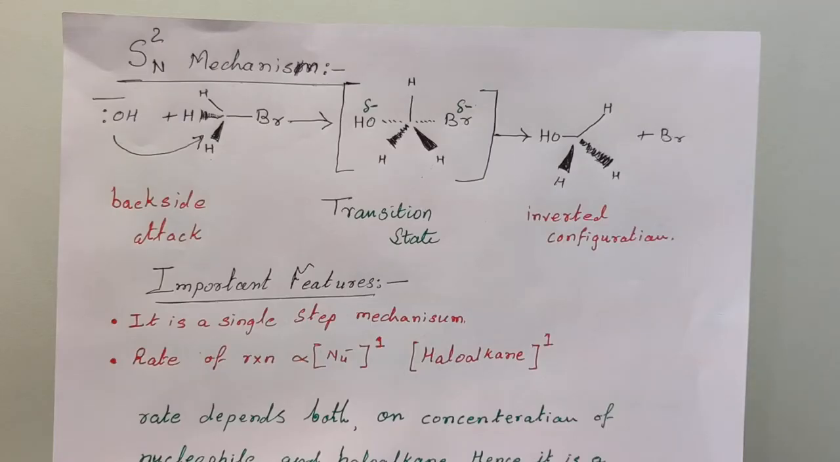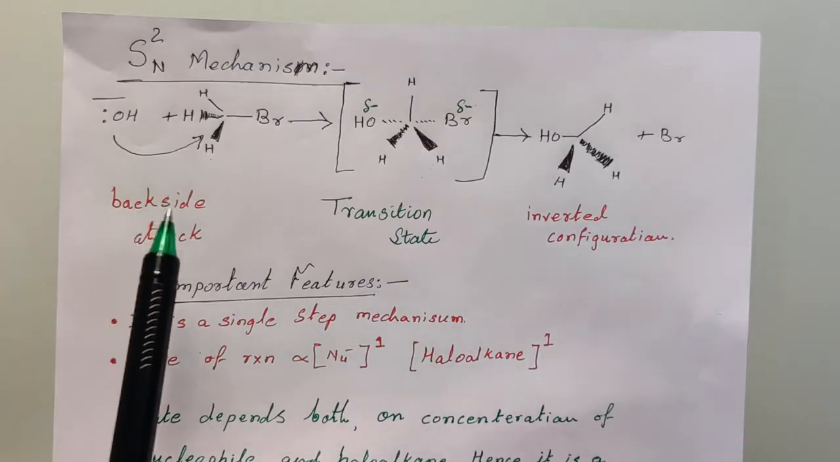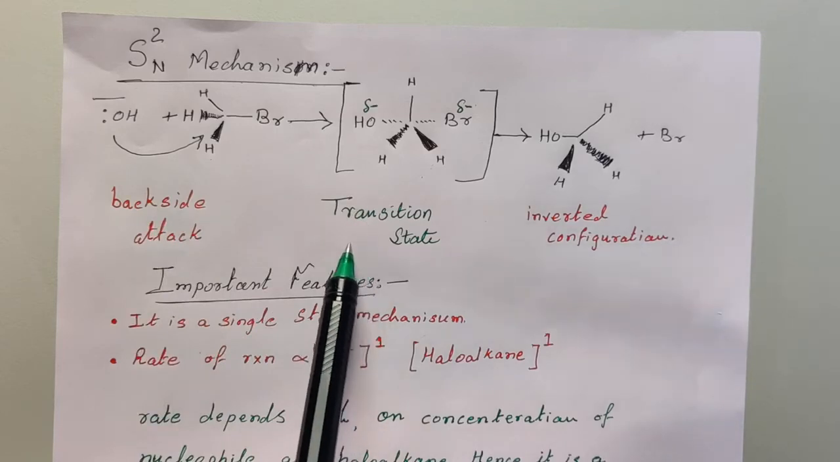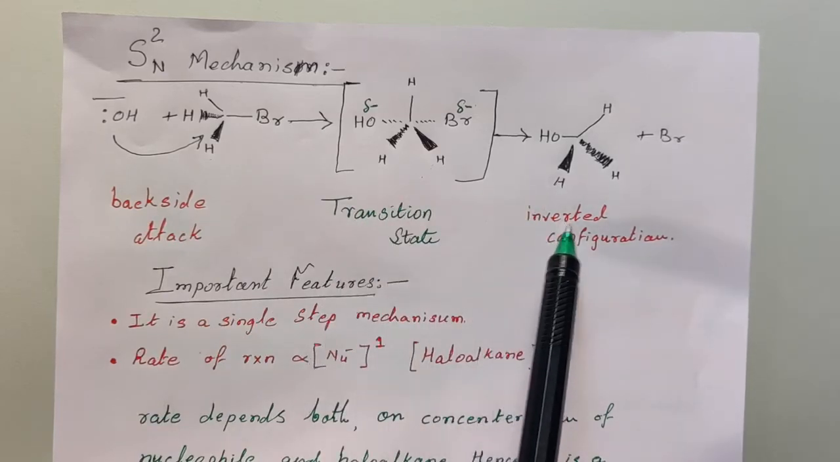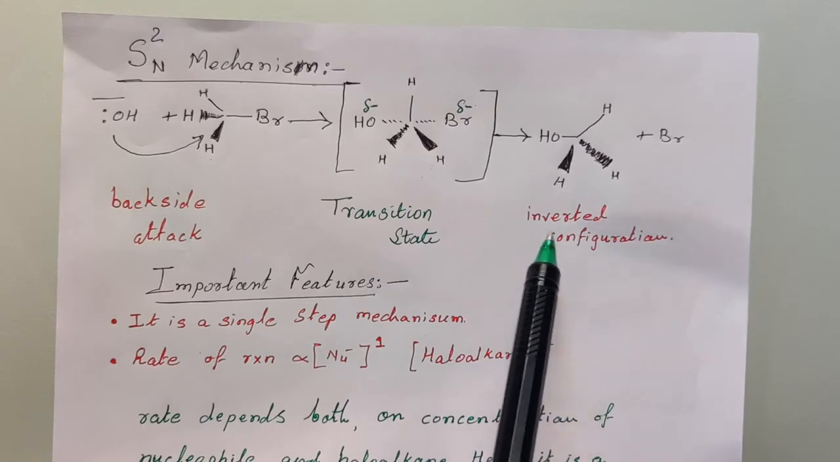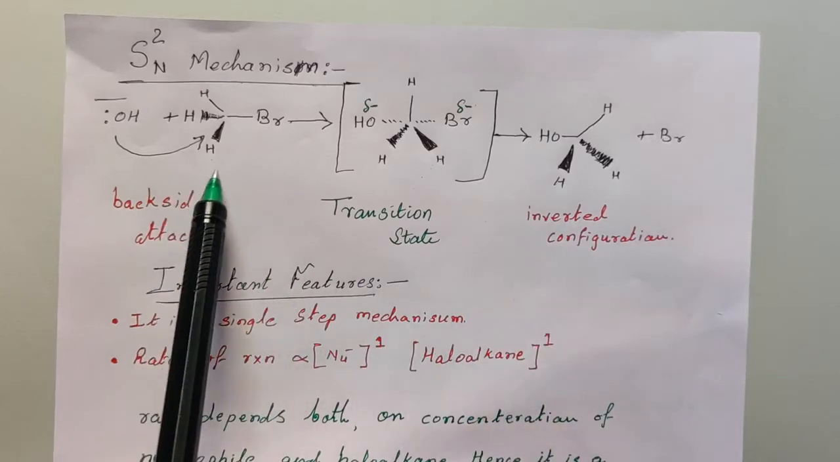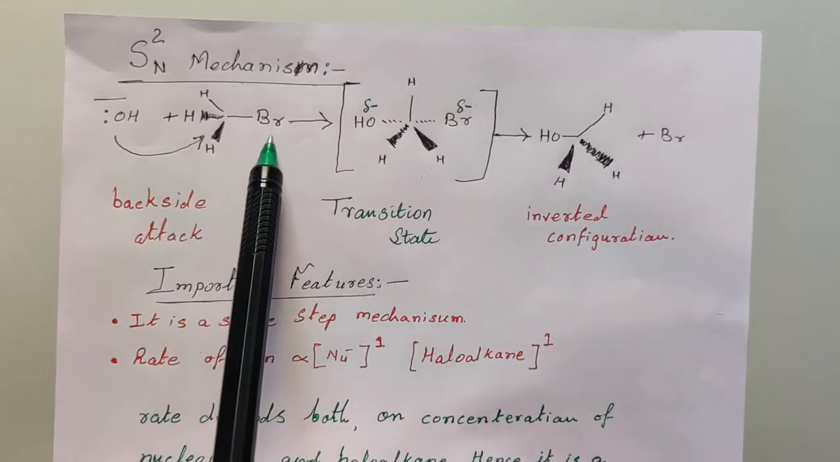Alright, students. So let me get on to the last feature of this reaction. As you know, we have already seen in this mechanism that the nucleophile attacks the haloalkane from the back side. It leads to a transition state, and that ultimately gives you a product with inverted configuration. So this inverted configuration is my last feature, students. As I explained earlier, if you see on the reactant, the bromine, the halogen, is on the right hand side of the substrate.